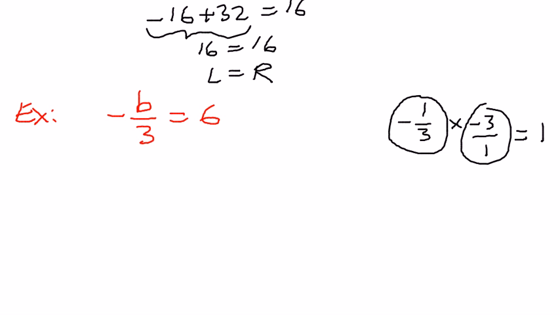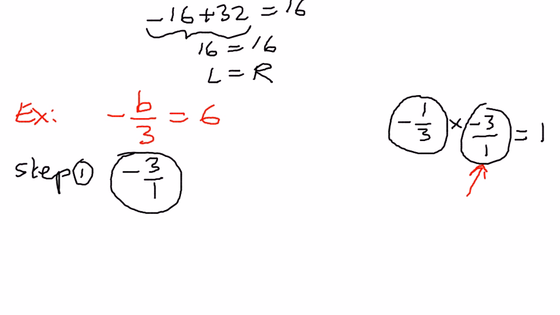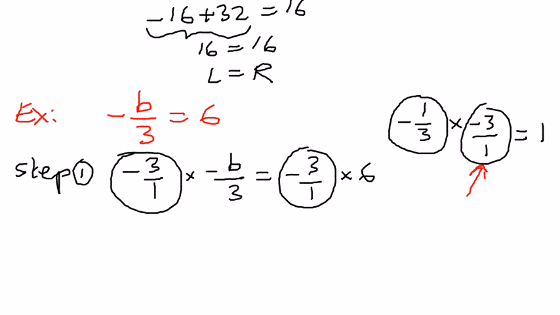In here, what we're trying to say is this is the number we want to multiply both sides of the equation. So let us come in here and write that as step number 1. We're going to multiply by negative 3 over 1. You can just write it as negative 3 as well, but I'm going to write it as a fraction like that, times negative b over 3 is equal to negative 3 over 1, that is the number we have introduced, times 6, which is on the right hand side.